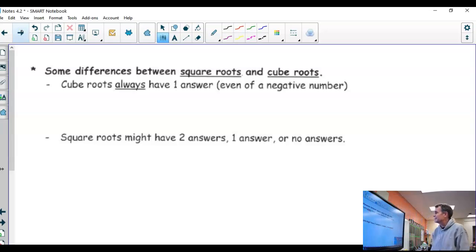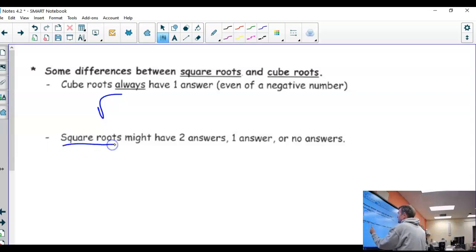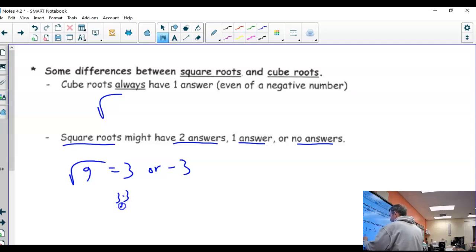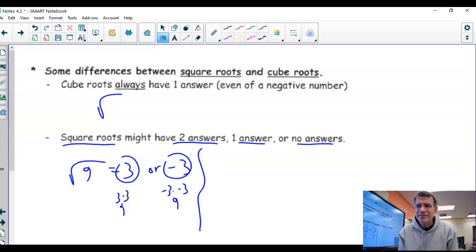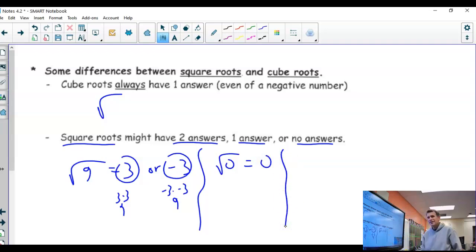Here we go. Here are some differences between square roots and cube roots. Cube roots always have one answer. For instance, the cube root, well, you know what? Let's do square roots first. Square roots might have two answers, one answer, or no answers. Like the square root of 9 equals 3 or negative 3. Because 3 times 3 is 9 and negative 3 times negative 3 is 9. So both of those are answers. If you are taking the square root of a positive number, there are two solutions. If you are taking the square root of 0, there is one solution. It is 0. Because 0 times 0 is 0. And if you are taking the square root of a negative number, there is no solution.